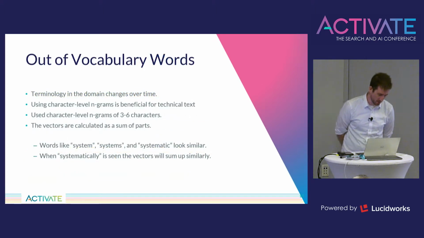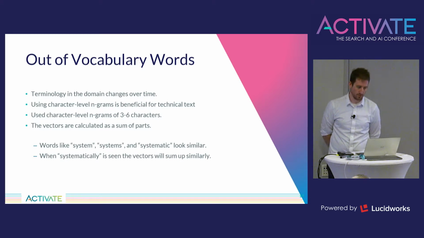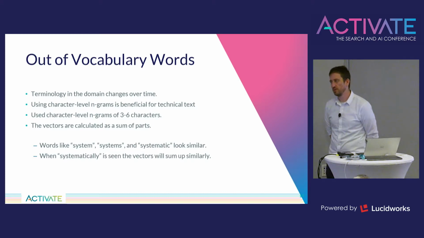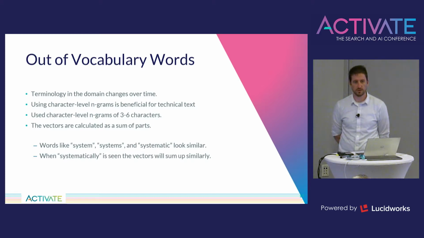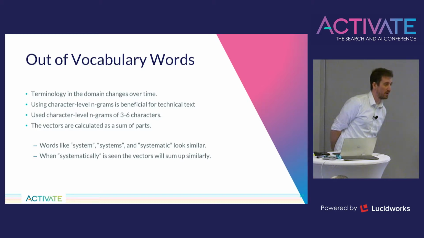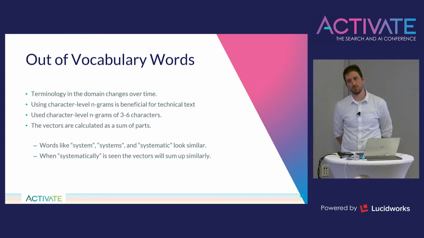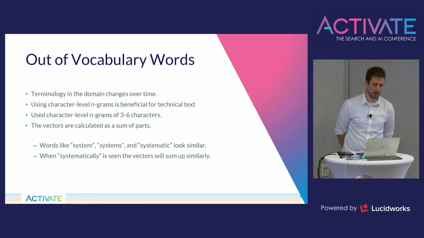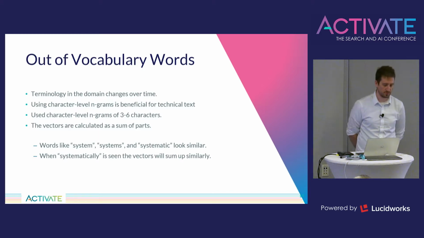One reason that we use fastText is its ability to handle out-of-vocabulary words. In our domain, with highly technical text, as the documents change over time, so does the text. The vocabulary is rapidly changing over time, and so being able to handle those out-of-vocabulary words is very important to us.